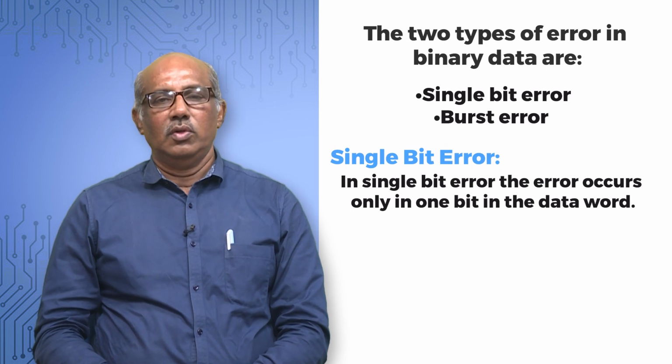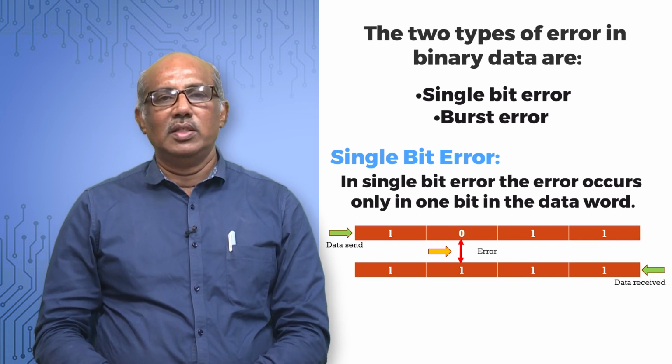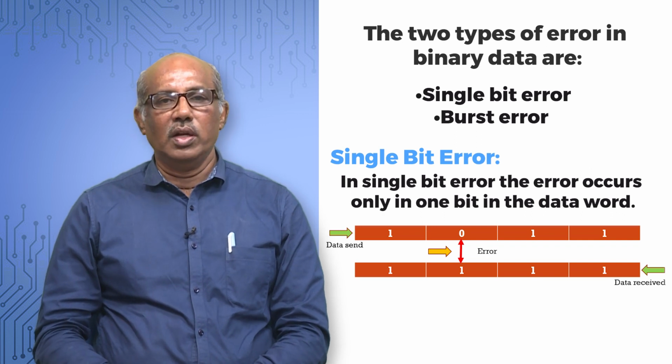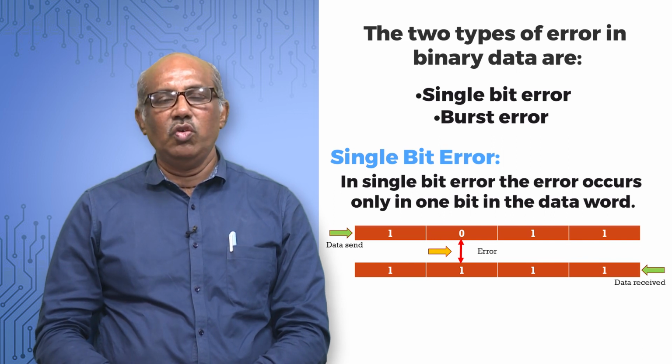As an example, you can see a data having 4 bits: 1, 0, 1, 1. One of the bits during transmission or during storage, the bit after the most significant bit, that is 0, gets changed to 1, and now this is the data which has been sent, and the data we received is 1, 1, 1, 1. This type of error, where an error takes place in only a single bit, we call a single bit error.